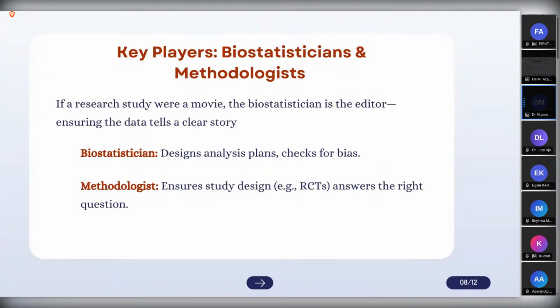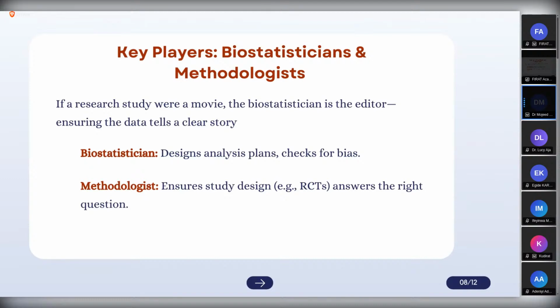When you are defending your thesis, the examiners may ask you, okay, we have seen your findings. So what? Why should we care about this finding? What is it going to add? So biostatistics will help researchers to ensure that their data is telling a clear story. So biostatisticians design analysis plans and they check for bias. Methodologists ensure study design answers the right type of question.